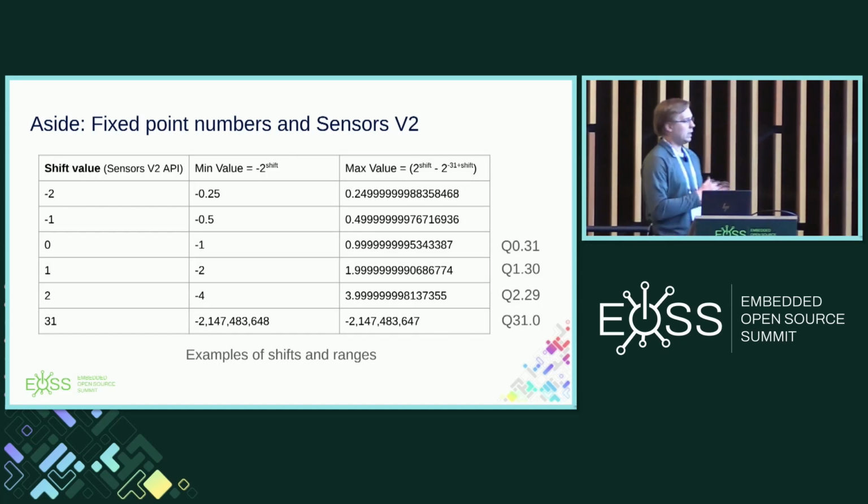So every time you have one of these Q31 sensor values, it has to be accompanied by a shift value that communicates to whoever's consuming it where that decimal point lies and what the actual range of the number is. But this is flexible and allows you to get the best precision that works for your sensor. A couple examples are out here on the board. A shift of 0 means that you have a -1 to just shy of 1 range to work with, all the way up to 31, in which case you have 0 fractional bits and it's just an int32.